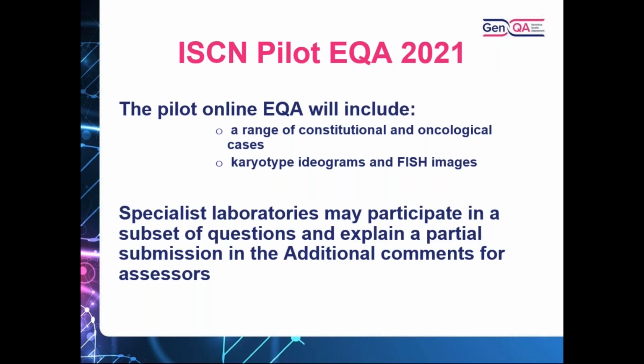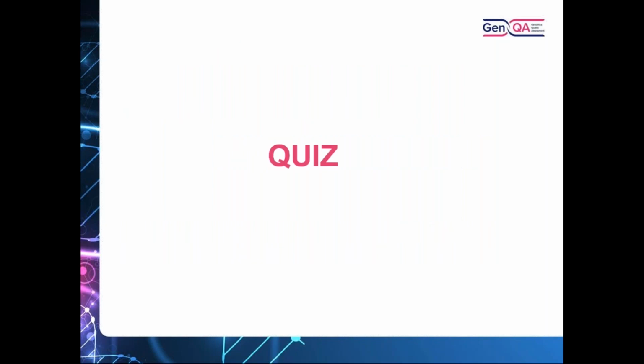As a pilot, it's much cheaper than a full EQA. We'll give a range of constitutional cases. You'll only have to do the ones that apply to you. There'll be a carrier type ideogram and FISH images. And you have to explain, obviously, if you can't do all of them, why you're doing a partial submission. This just makes it easier for us to mark. That's the reason we asked you to do it.